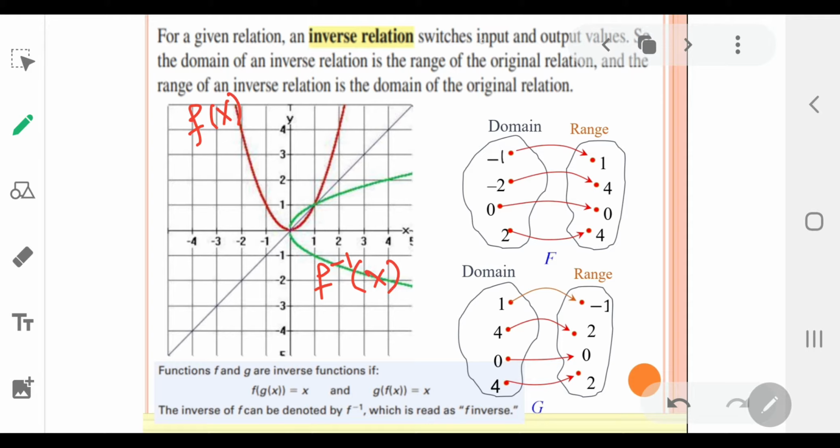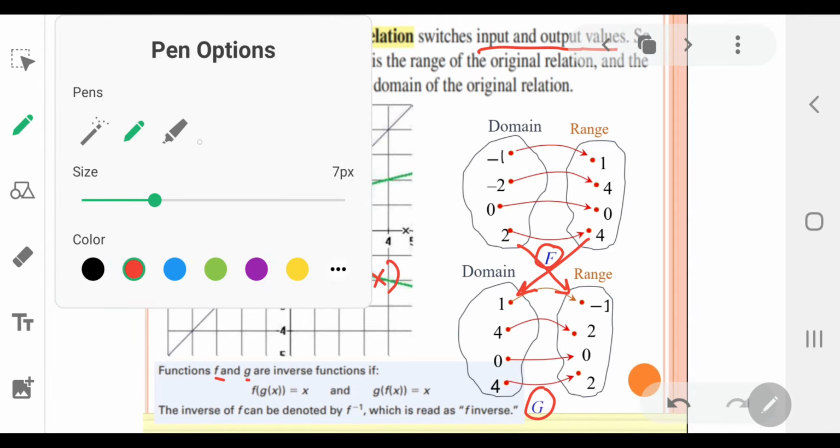And it happens when you switch the input and the output values. As you can see here, this is the original function f, and this is the new function g. When the range of the original function became the domain of the new one, and the domain became the range, a new relation is produced, which is called the inverse. And one of our objectives is to verify whether two given functions, f and g, are inverses or not.